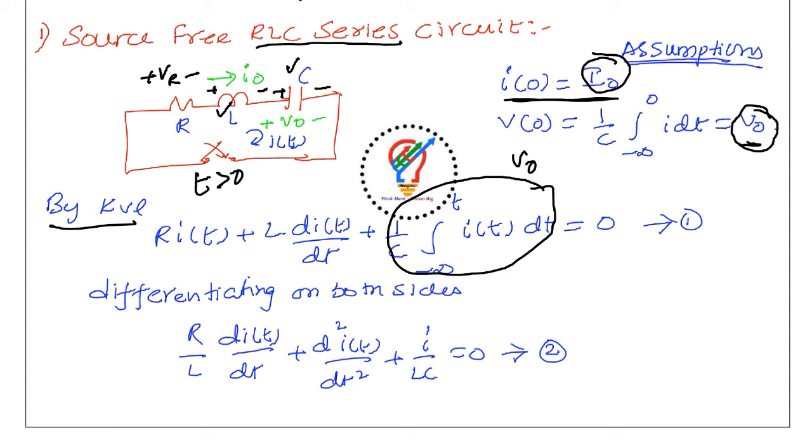Now by differentiating on both sides of this equation, we get R into di of t by dt plus L into d square I of t by dt square plus, when you differentiate here, the integration gets cancelled, I by C, equal to 0. Dividing by L, we get d square I of t by dt square plus R by L di of t by dt plus 1 by LC I of t equal to 0. So this is the second equation.